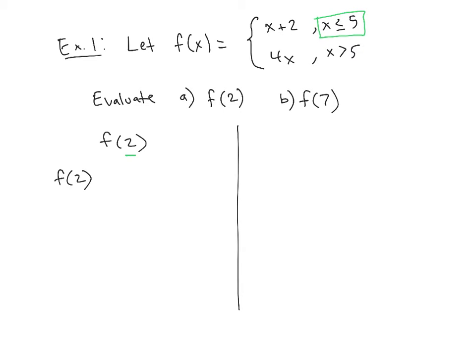Later on when I have 7, that's bigger than 5, so I'm going to use the second piece. So that means I'm picking this equation, x plus 2. So for f of 2, I'm going to write down f of x equals x plus 2. And then I want f of 2, right? So I'm going to be plugging in 2 for x in both pieces. So f of 2 equals 2 plus 2. So if f of 2 equals 2 plus 2, solve that out and enter your answer when you're ready.